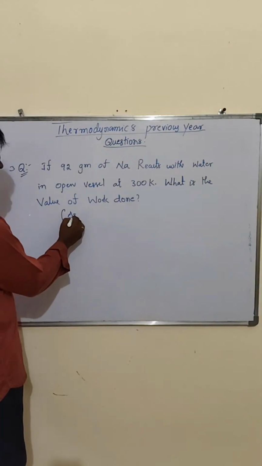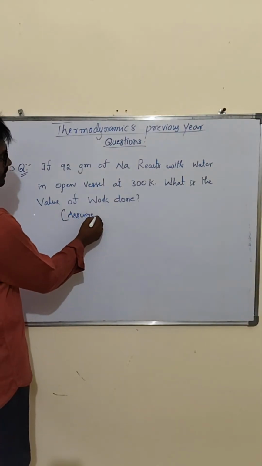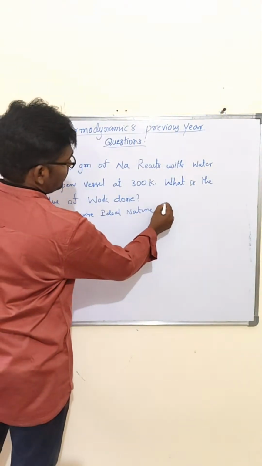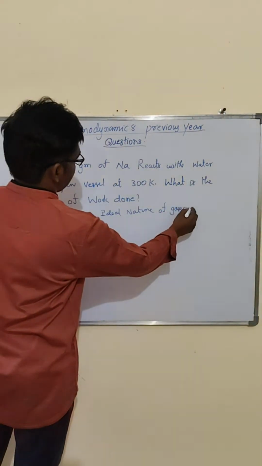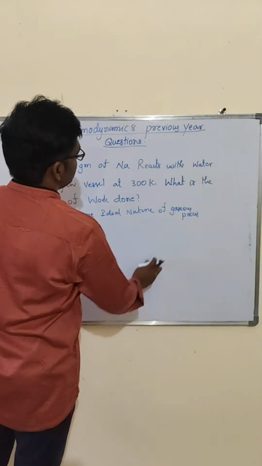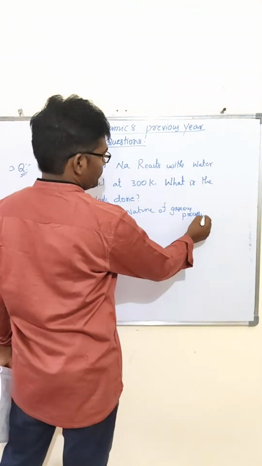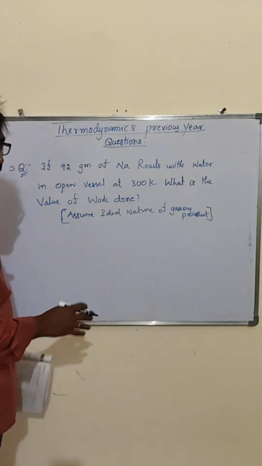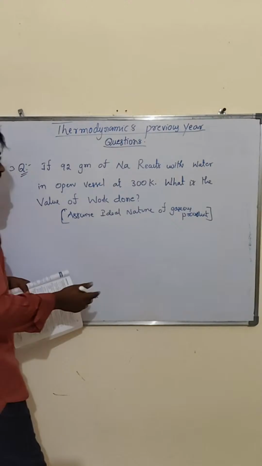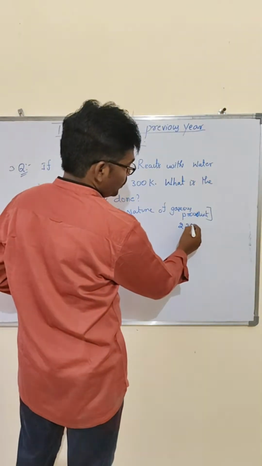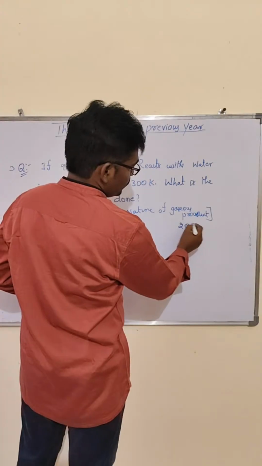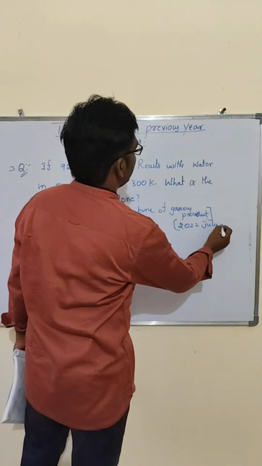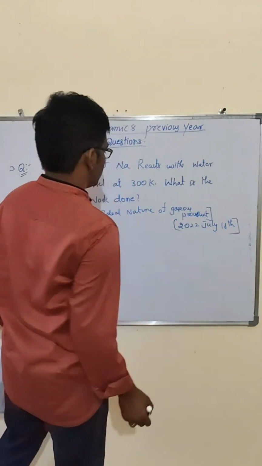Where is it mentioned? Assume ideal nature of gaseous products. That means, sir, in the chemical reaction, whatever gaseous products are formed, they behave ideally. This is a question asked in EAPCET on July 18th, 2022.